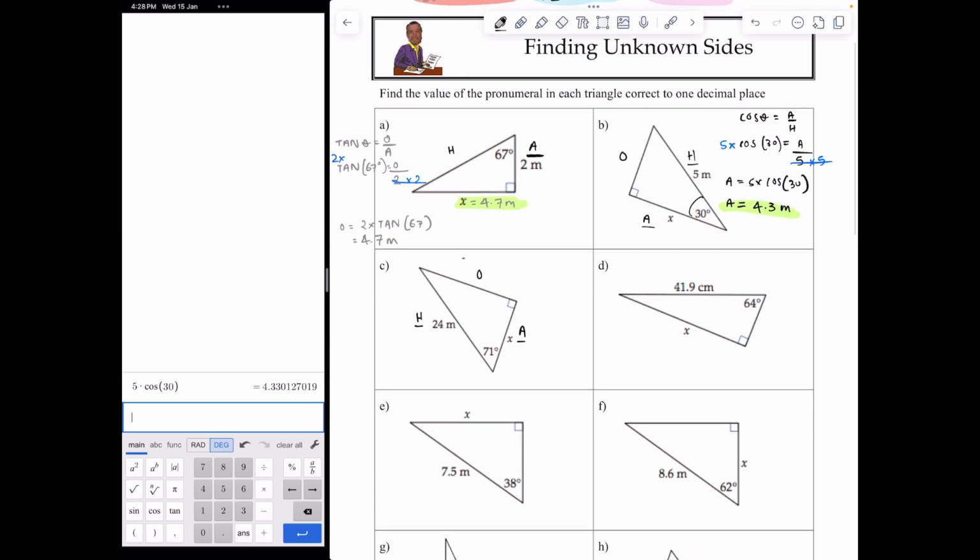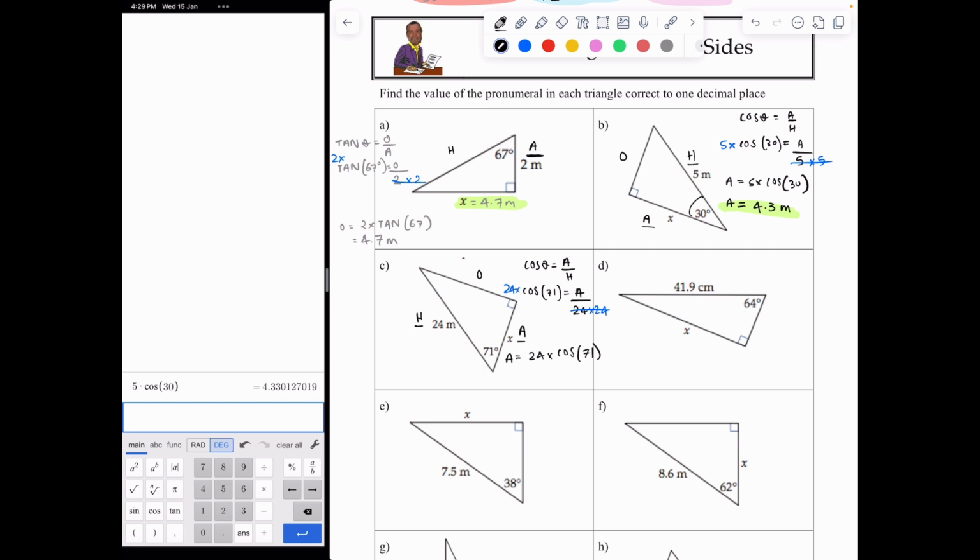Again, that's our cosine function. So we've got cos equals A over H, CAH. Cos, what's the angle that we're dealing with? It's 71. Cos 71 equals A, which is unknown, over H, which is 24. To get A by itself, we need to get rid of the 24. That means we have to do it to this side as well. So writing that neatly, that becomes A equals 24 times cos 71.